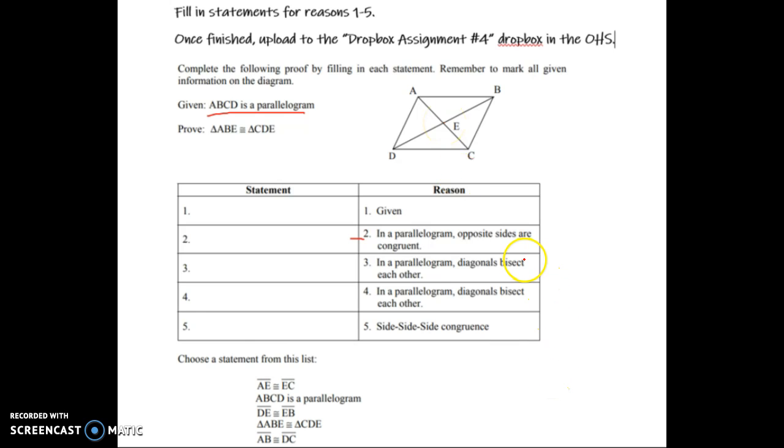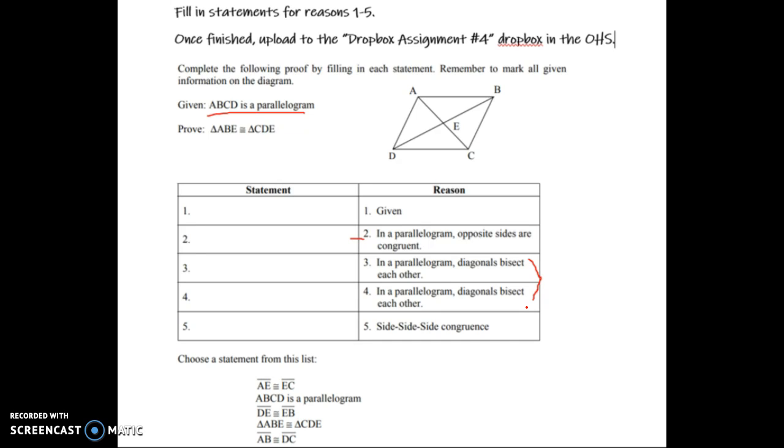And there's going to be two reasons like this. The statements can be in either order, because there's going to be two sets of diagonals, so two different diagonals that are being bisected. So really, there's two that would be correct for either 3 or 4. The order will not matter on those.